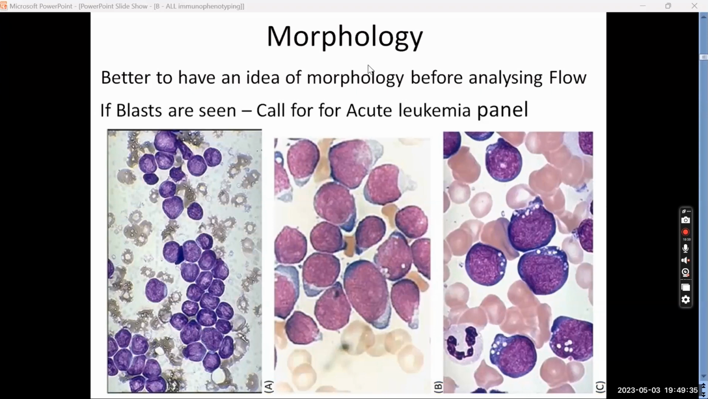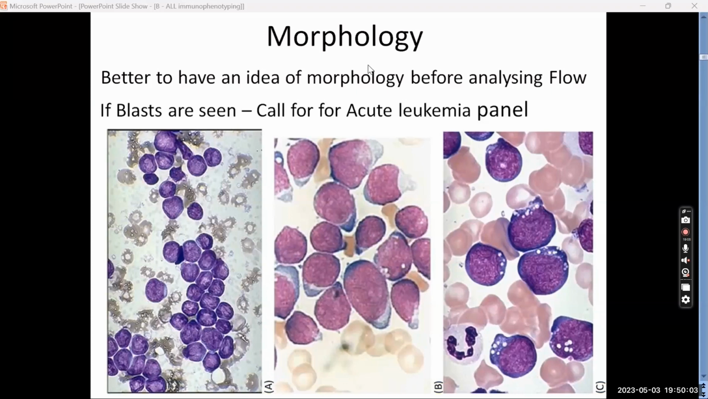So, going ahead, it's better to have an idea of the morphology before analyzing flow. I'll tell you certain examples. When you see blasts, go for an acute leukemia panel. By seeing morphology, you may be a very good morphologist. After seeing the blast, you feel it's more likely a B lymphoid blast: a pediatric age group, bone pains, no mediastinal mass. You feel it to be B lymphoid because commonly it is B lymphoid.